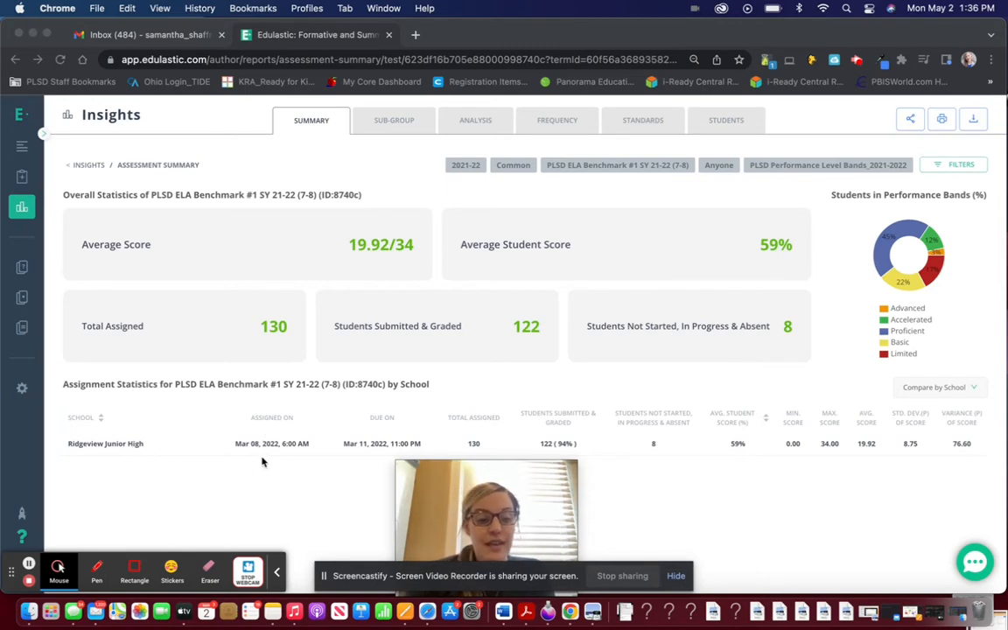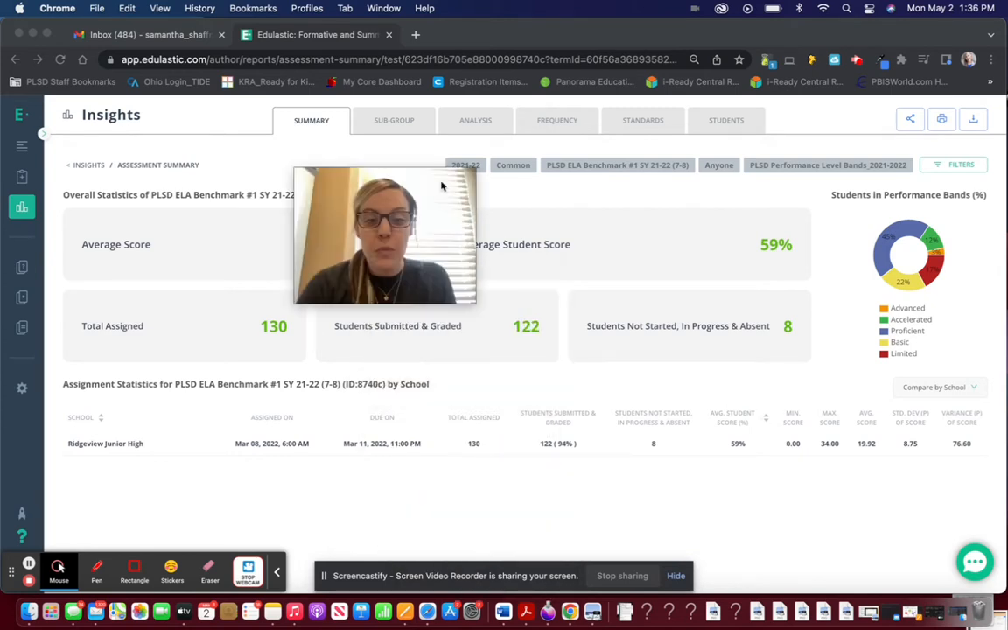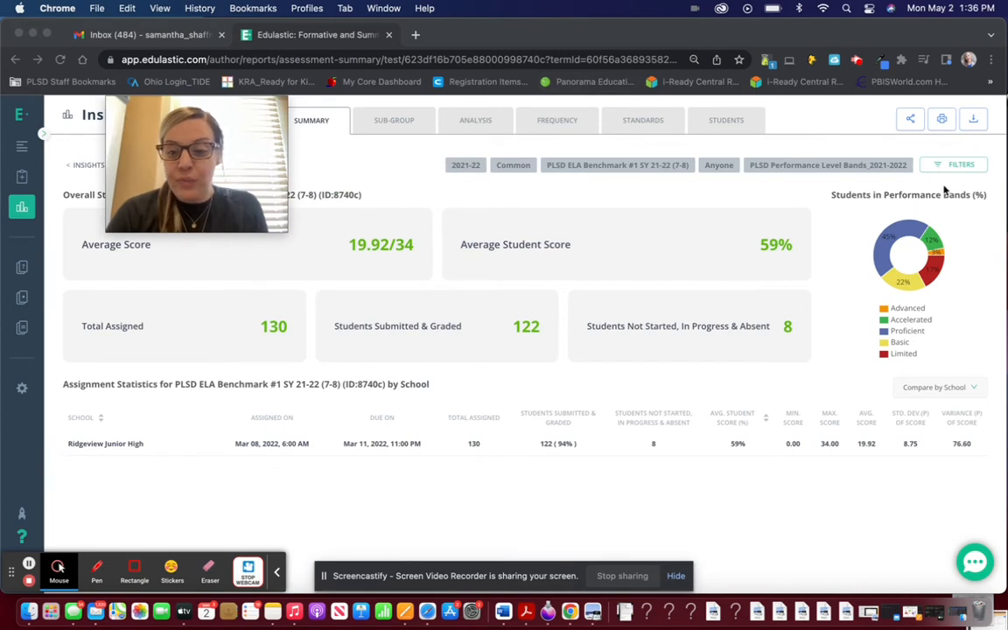The test was taken on the 11th by 130 students, and the average score was 94%. All right, so as you can see, you have a little snapshot of everything: average student score, how many students submitted, how many were absent. If there were more groups going on right now, they would be listed under this.